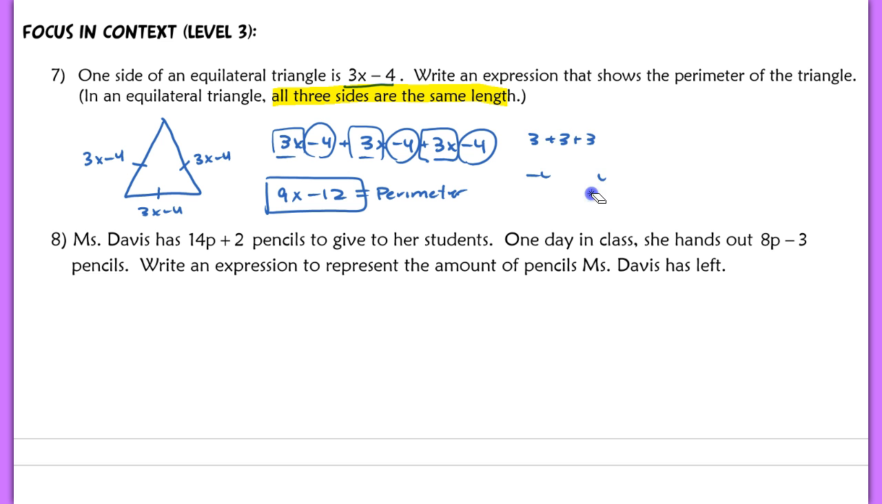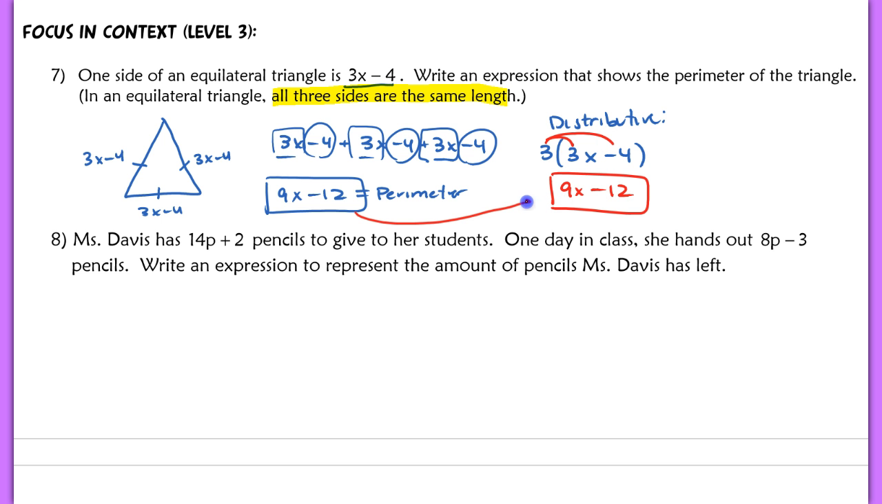Now, a faster way to do the same question would be to say you have three sides that are all the same length. So I'm just going to multiply 3 times 3x minus 4. So here I'm using the distributive property. Now I like using this because it is a little bit faster. I don't have to write all of that out. And I get the same answer. So 3 times 3x gives me 9x. 3 times -4 gives me -12. And there's my final answer, which is the same as our first one. So our perimeter here is 9x minus 12 as well.